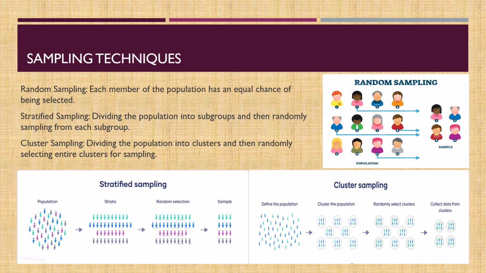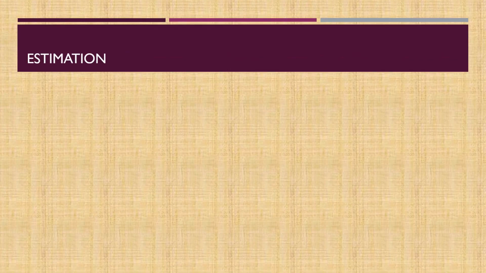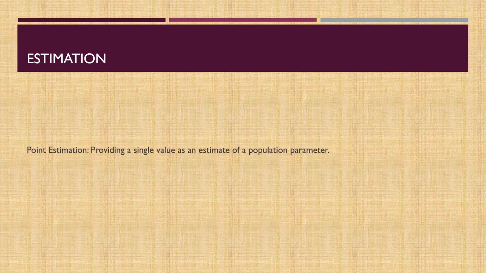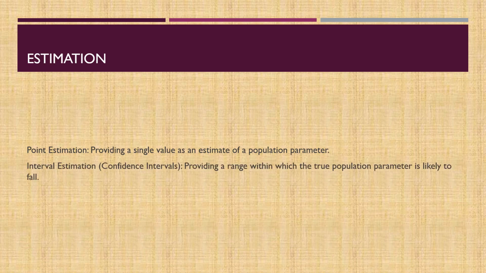There is estimation in inferential statistics, and estimation has two types, which include point estimation. This kind of estimation provides a single value as an estimate of a population parameter. For example, if you want to estimate a population mean, you can use a sample mean, something like that. There is interval estimation, or confidence intervals, and these provide a range within which a true population parameter is likely to fall.